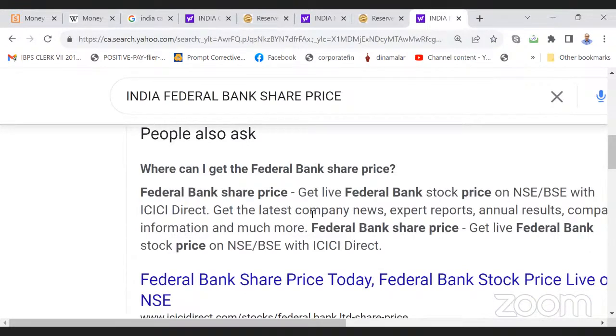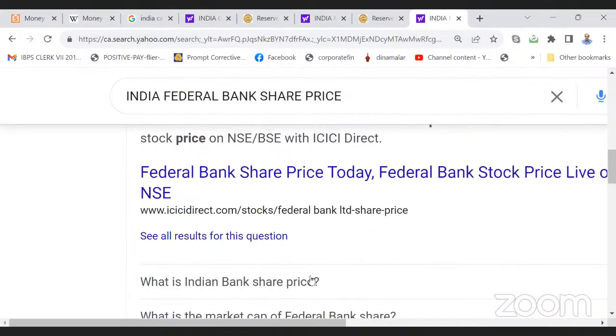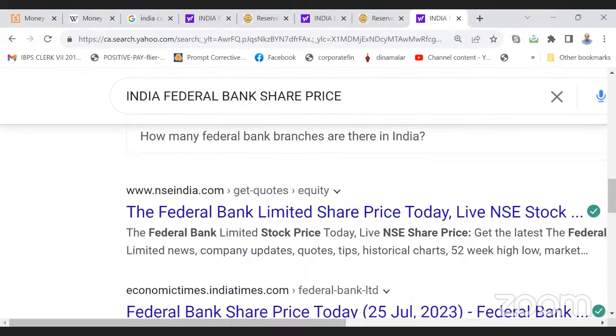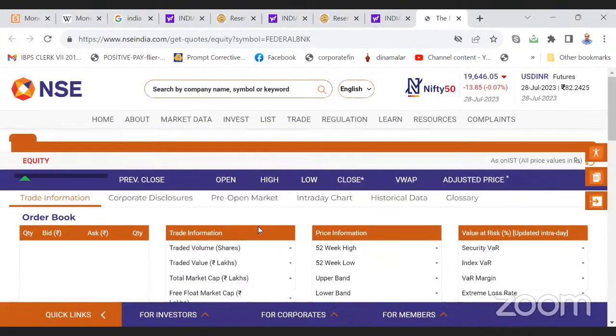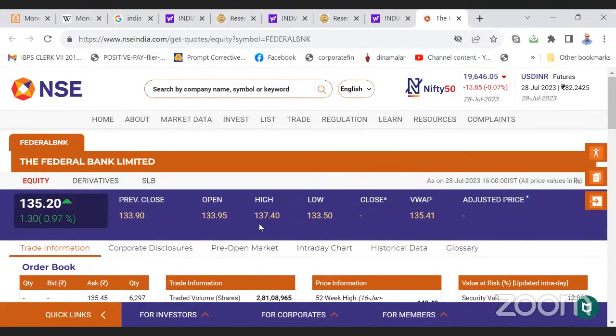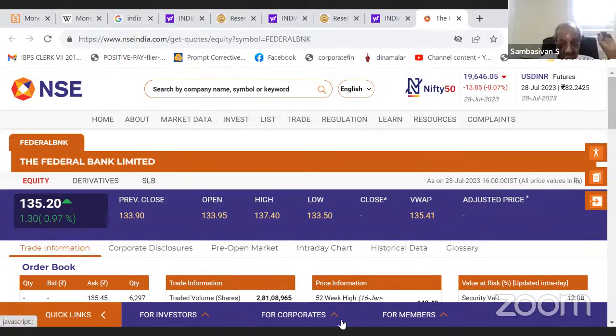In industrial securities, there are two things: IPO and stock exchange. And in development finance institution, all Indian financial institutions are under this development financial institution. And financial intermediaries are investment banks, merchant banks, mutual funds, leasing companies, and venture capital. So that's it. Very good.